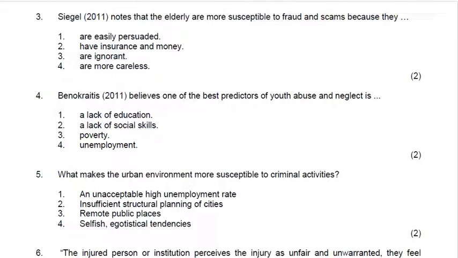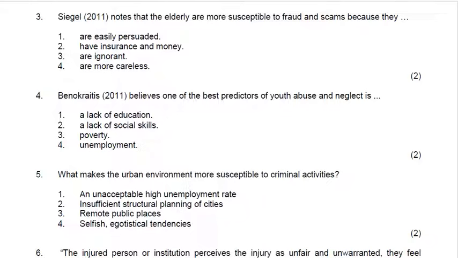Question 4. Binocrates believes one of the best predictors of youth abuse and neglect is. The answer is 3, which is poverty. That is found on page 50 of our study guide. Question 5. What makes the urban environment more susceptible to criminal activities? The answer is 2, which is insufficient structural planning of cities. That is found on page 21 of our study guide.